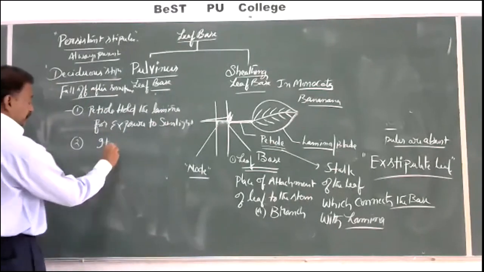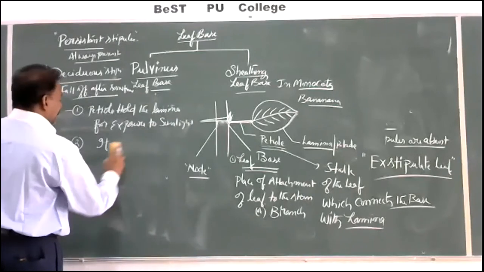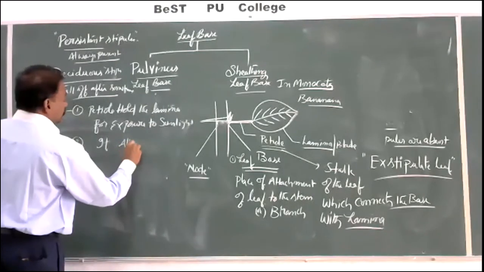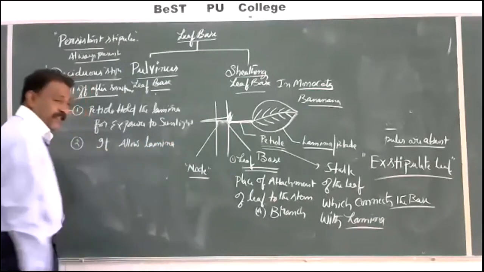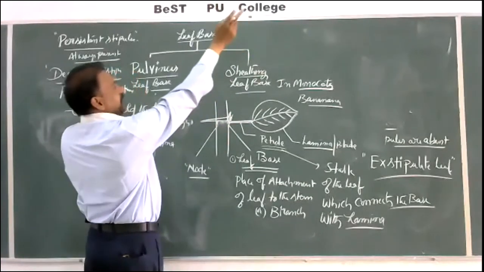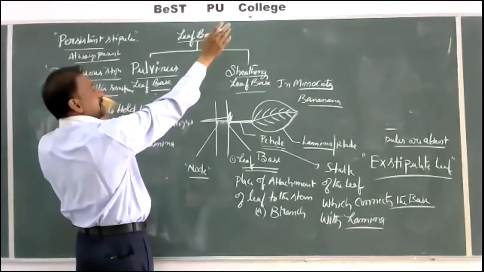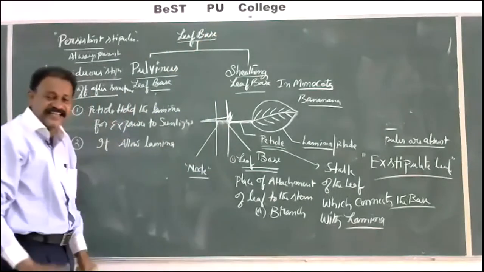Petiole, it allows lamina. How is it allowing lamina? It is an elongated structure in the air. Because it is elongated, whenever wind is coming, lamina is fluttering. Why is lamina fluttering? Again, a question.